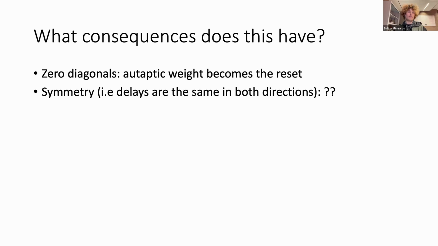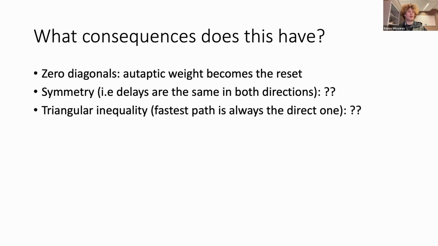And we have symmetry, which means that from neuron i to neuron j, the delay will be the same as the way back. And the third one is the triangle inequality, which means that the fastest path to another neuron is always the direct one. So we can't skip through a shorter connectivity pattern to another neuron. The fastest path will always be directly spiking, or sending a signal, to the other neuron.